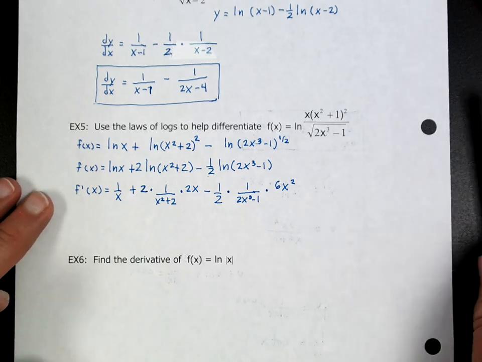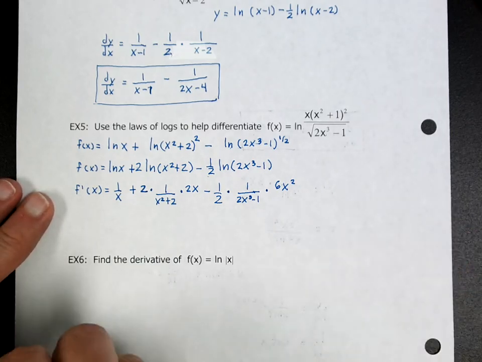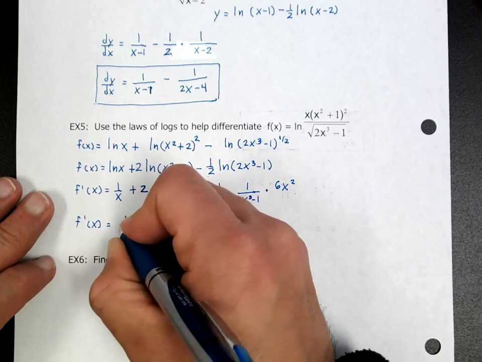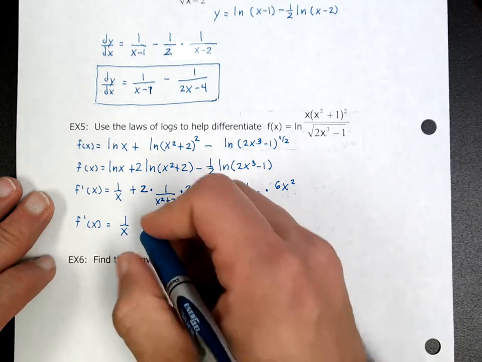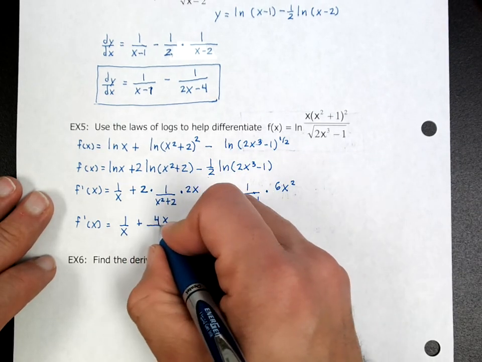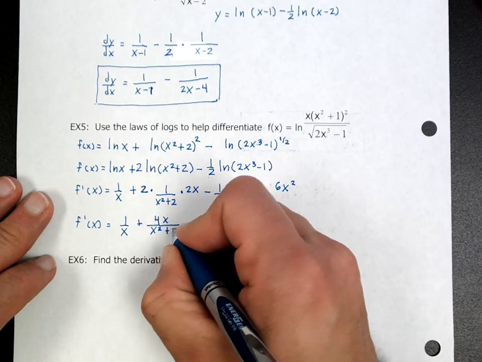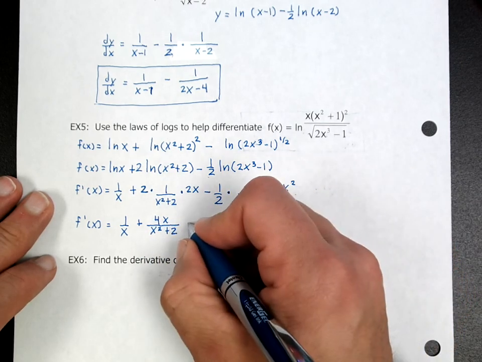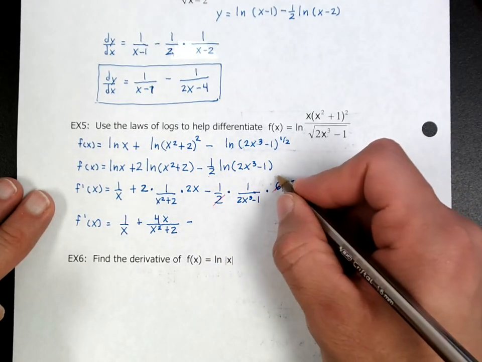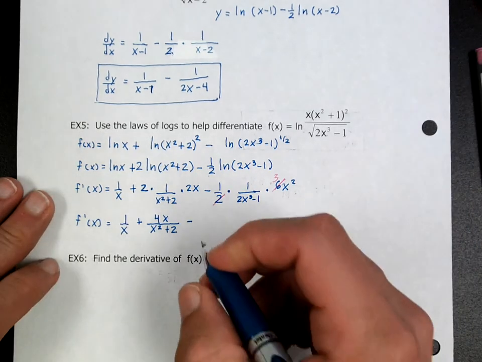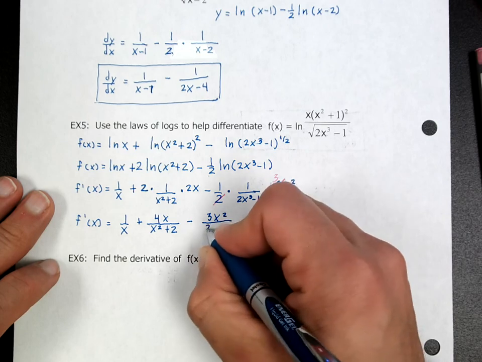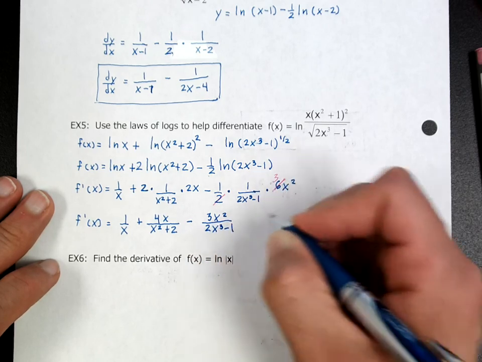The derivative of this would be 1 over x. This right here would be plus 4x over x squared plus 2, because I multiply that 2 and that 2x. Minus, now notice that this 1/2, I can actually reduce with that 6, so that would become a 3. So then I have minus 3x squared over 2x cubed minus 1, like that.